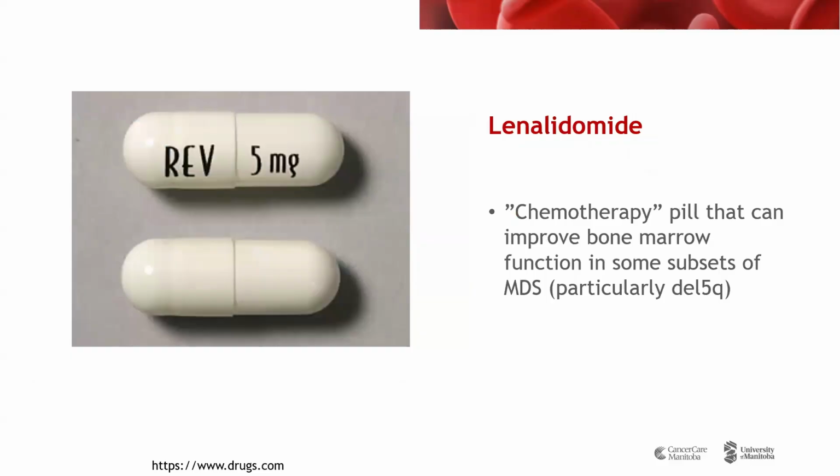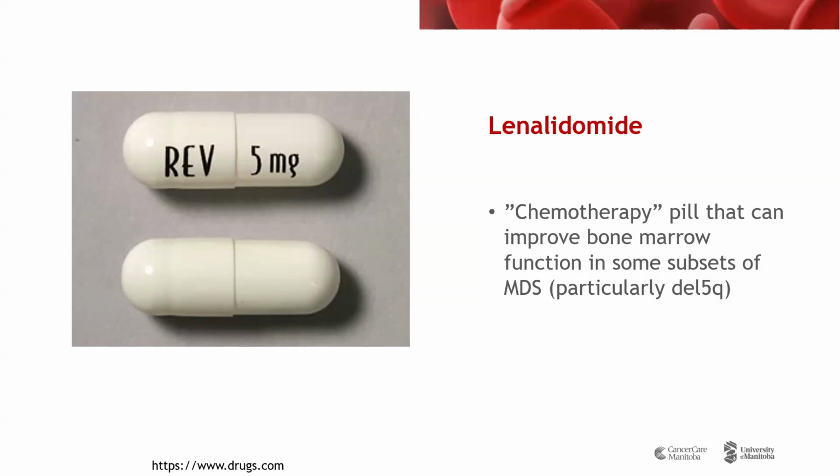The next common-ish medication that we use in MDS is a pill called lenalidomide. Lenalidomide is a chemotherapy pill. It actually is primarily used in a completely different type of blood cancer called multiple myeloma. But there were trials that were done a while back that showed that this pill can be very helpful in a specific subset of MDS.